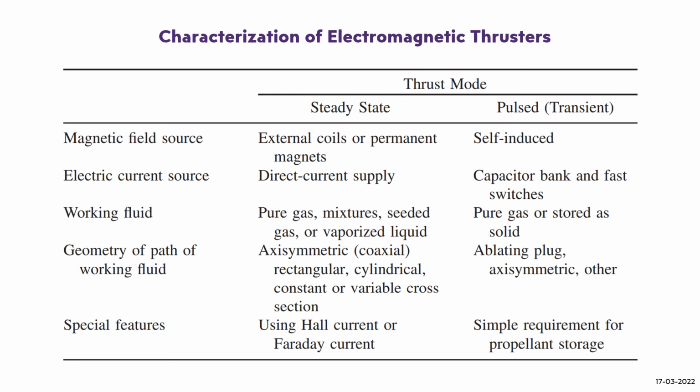The special features of the steady state are using a Hall current or the Faraday current, while the pulsed thrust mode uses a simple requirement for propellant storage.